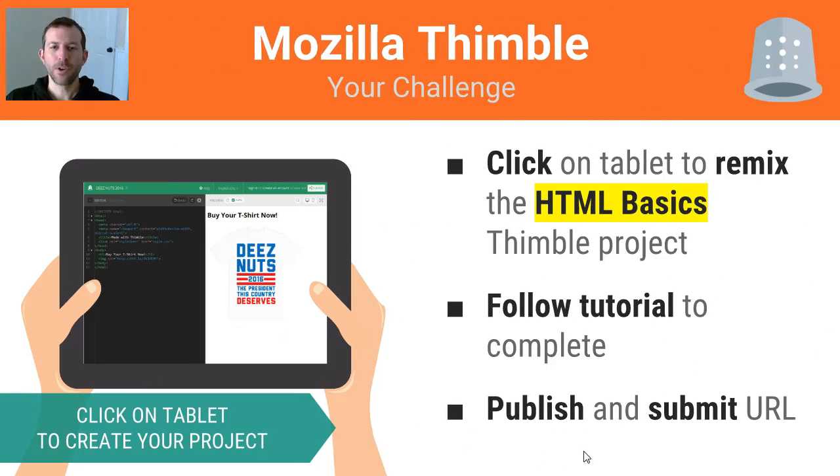Now it's your turn. You're going to practice using these basic HTML elements that I've taught you by completing a simple Mozilla Thimble project. This one is called HTML Basics, and the instructions are simple. All you have to do is click on this tablet, and then there is a tutorial page that shows you exactly how to complete the project. This project is going to introduce you to creating HTML elements using HTML tags. Make sure you follow the tutorial completely, step by step, and that you publish and submit your work.